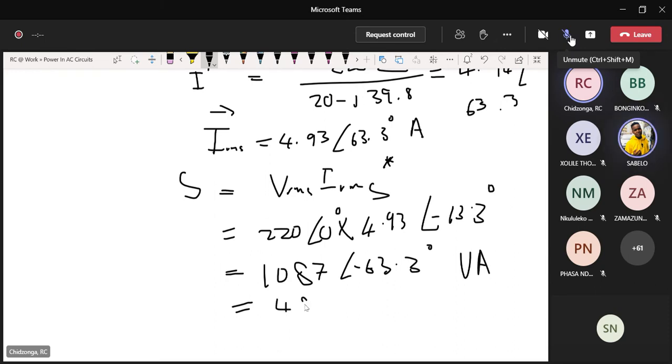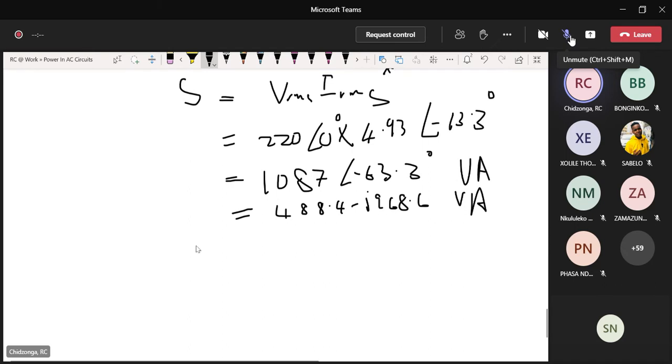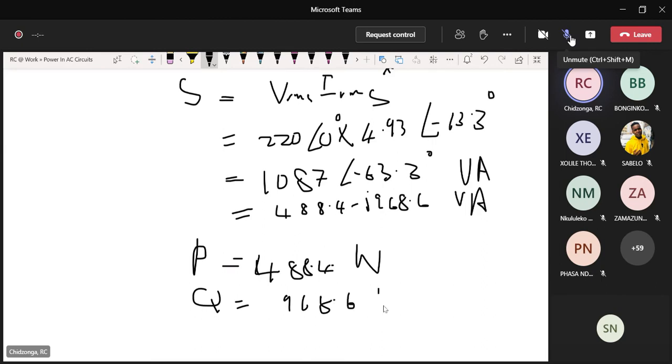Okay, let's change to rectangular form now. That is 487.33 minus 968.95j. So for this source, the real power is 488.4 watts. The imaginary power Q is 968.6 volt ampere reactive.